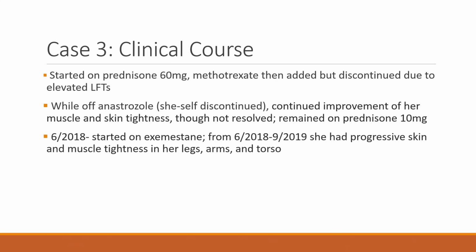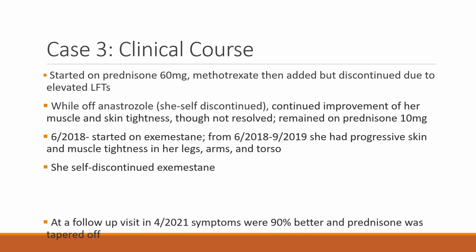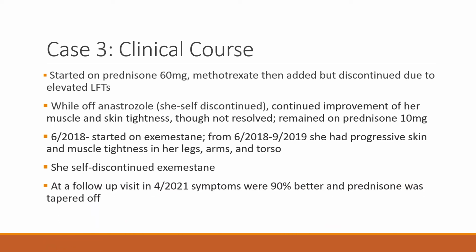In June of 2018, she was started on another aromatase inhibitor, exemestane, and from June of 2018 to September 2019, she had progressive skin and muscle tightness in her legs, arms, and torso. She then self-discontinued the exemestane, and at her most recent follow-up visit in April of 2021, her symptoms were 90% better, and her prednisone was able to be tapered off.